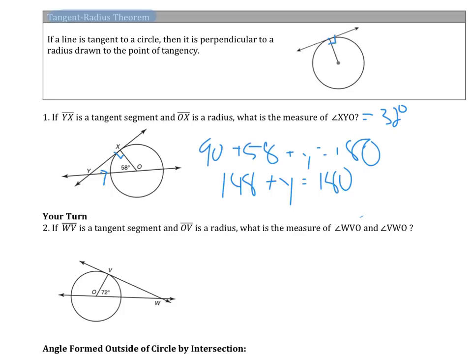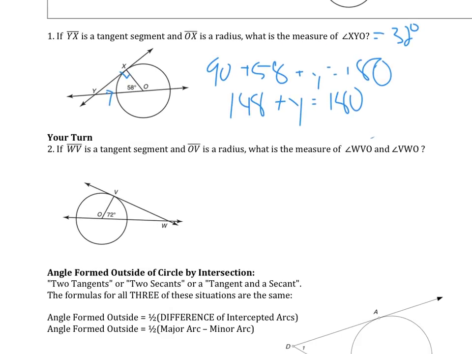All right, so go ahead and do that number 2 there. So pause the video as you work through this one. So then your answers here, we're looking for angle WVO and angle VWO. So WVO is that one there. There's our tangent, so we know that one is 90 degrees. So that's a nice simple one to deal with. And then VWO is, now we're down here. So that one's going to be 18 degrees to check your work.